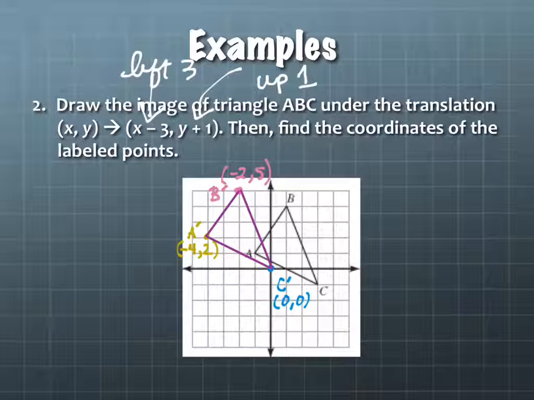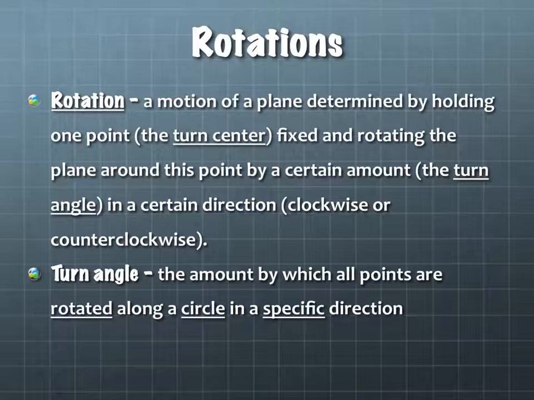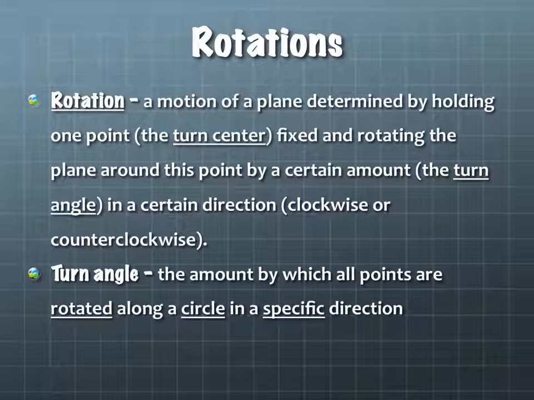Okay, the next type of isometry is a rotation. A rotation is, we've actually talked about turn symmetries, right? This is the same idea. A rotation is a motion of a plane determined by holding one point, the turn center, fixed, and rotating the plane by a certain amount, called the turn angle, in a certain direction, clockwise or counterclockwise.